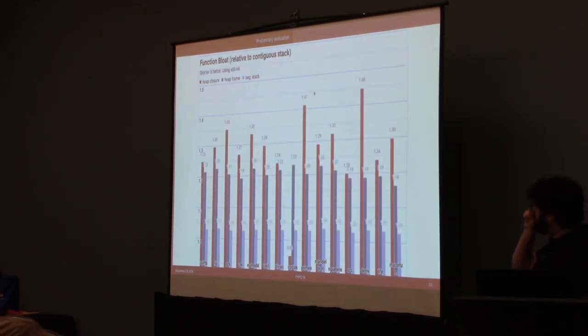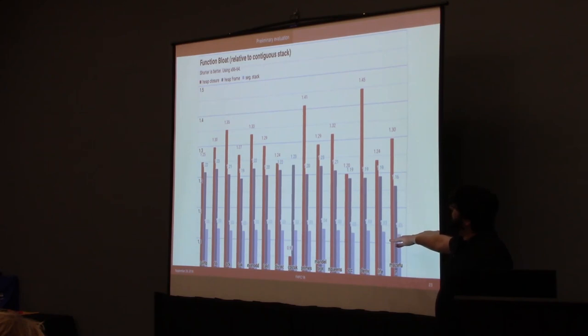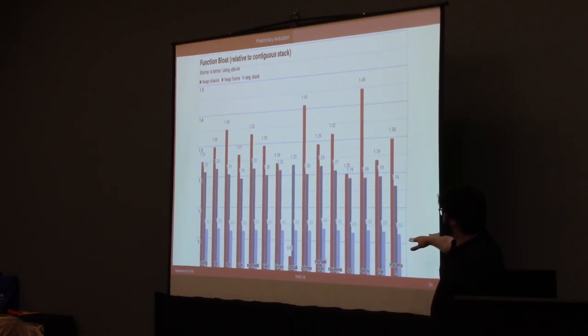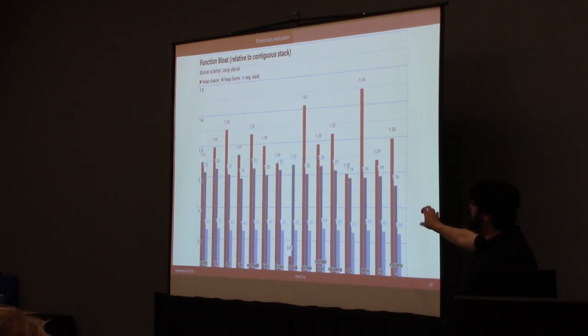Okay, another graph that's interesting is to look at function bloat. This is again relative to contiguous stack, and this time shorter is better. This is function bloat as in only the user code, not the garbage collector or whatever, so these will be more dramatic changes. This isn't the total binary size. But in general, you're going to expect 3% more code if you segment the stacks, for all those stack limit checks. And you'll notice that heap frame is quite a bit higher.